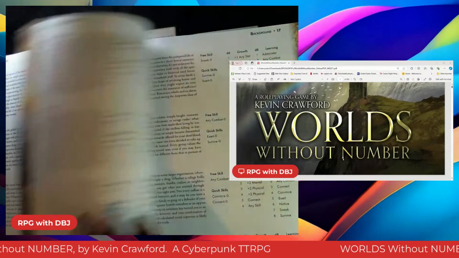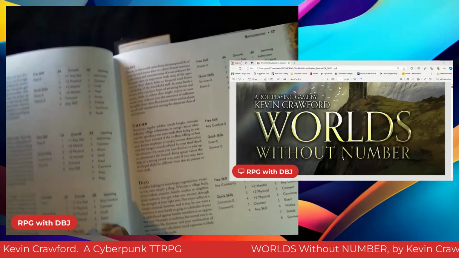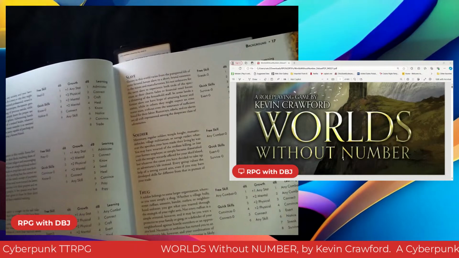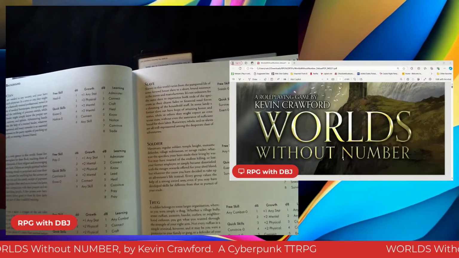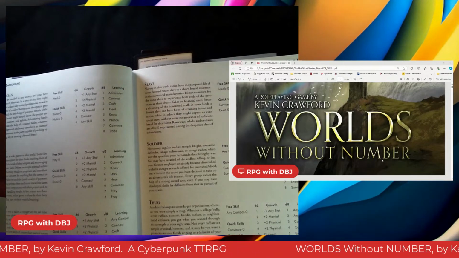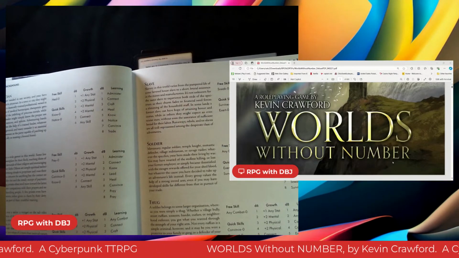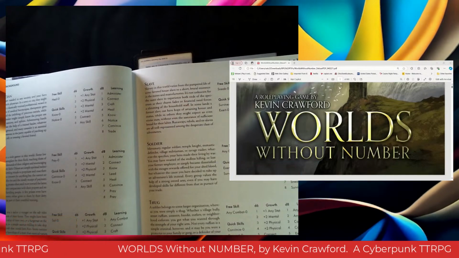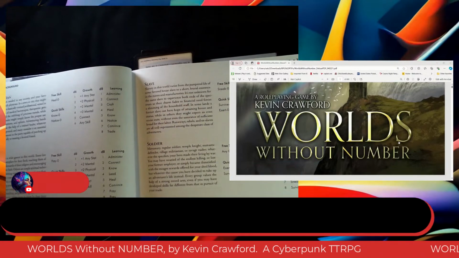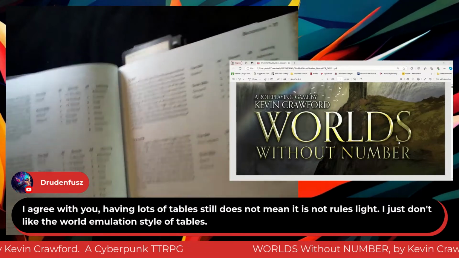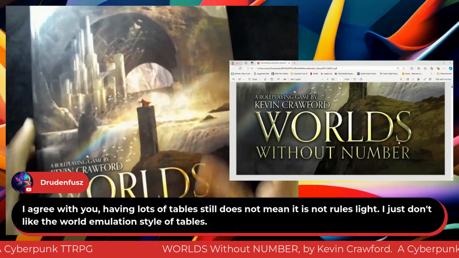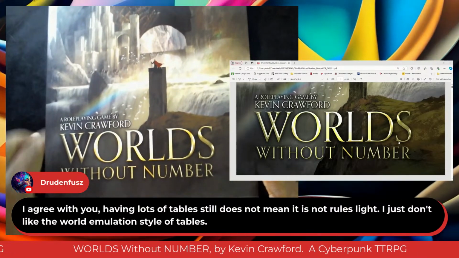Yes, this is a level system, but it's level light, as Drew mentions. I agree with you. Having lots of tables does not mean it is not rules light. I just don't like the world emulation style of tables. That's fine. And mind you, remember the whole point of having the random tables itself is to get the mind flowing, right? It's not been meant to be prescribed.